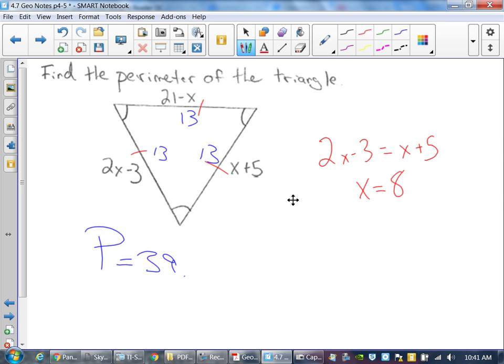Okay. Remember, perimeter you're dealing with sides. Interior angles you're dealing with 180. Okay? The only time that the perimeter is going to be 180 is if it actually equals 180.